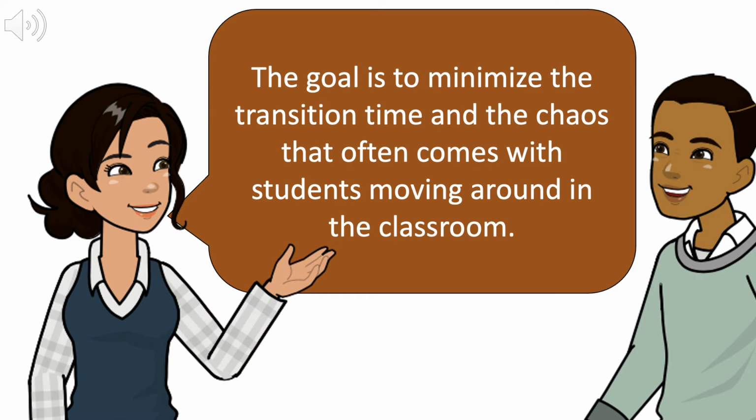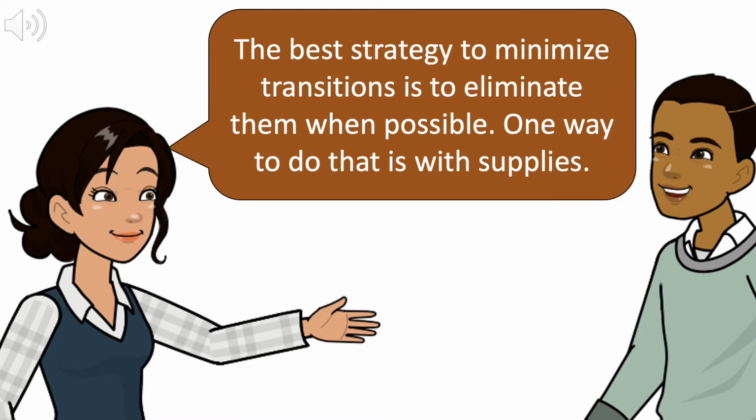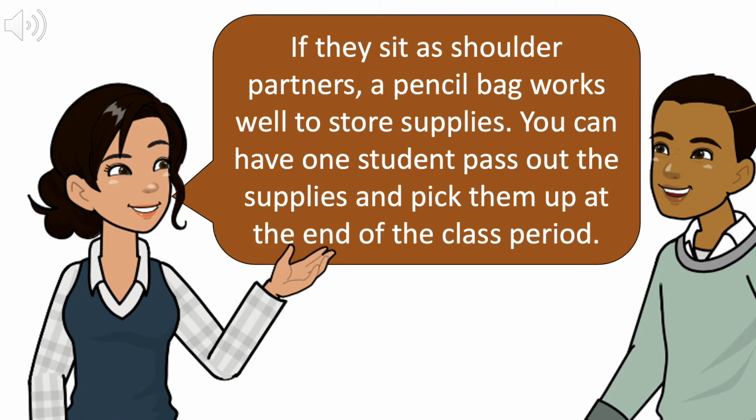The goal is to minimize the transition time and the chaos that often comes with students moving around in the classroom. Do you have a strategy for managing their supplies? The best strategy to minimize transitions is to eliminate them when possible. One way to do that is with supplies. If your students sit in groups all the time, you can put a supply cart or table topper at their group table. If they sit as shoulder partners, a pencil bag works well to store supplies. You can have one student pass out the supplies and pick them up at the end of the class period.